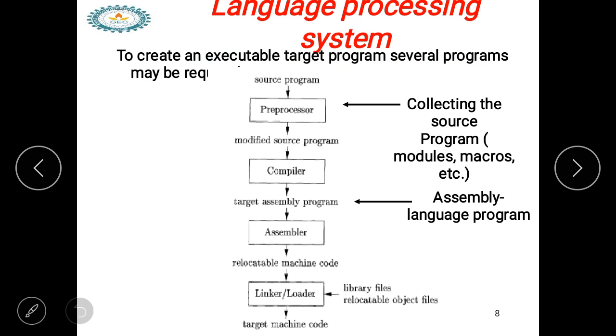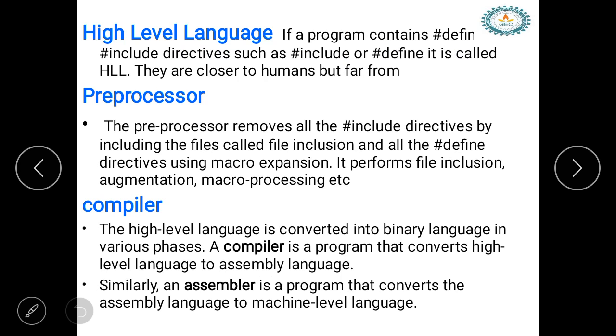That modified source program is an input to the compiler. The compiler converts the modified source program into assembly level programs or assembly level languages. The assembler will take the assembly level languages and convert them into machine code. This is the general structure. Okay, here I will explain one by one.